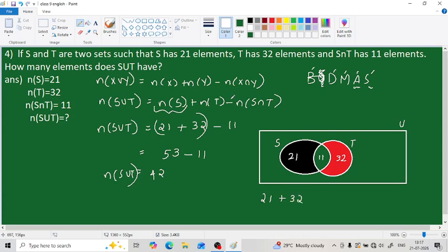Then what we have to do? Minus, we have to subtract. What do we have to subtract? S intersection T, which is this common region. So we have to subtract S intersection T, this blue part. So minus 11. When we add, we get 53 minus 11 and the answer becomes 42. It can be drawn in another way too.